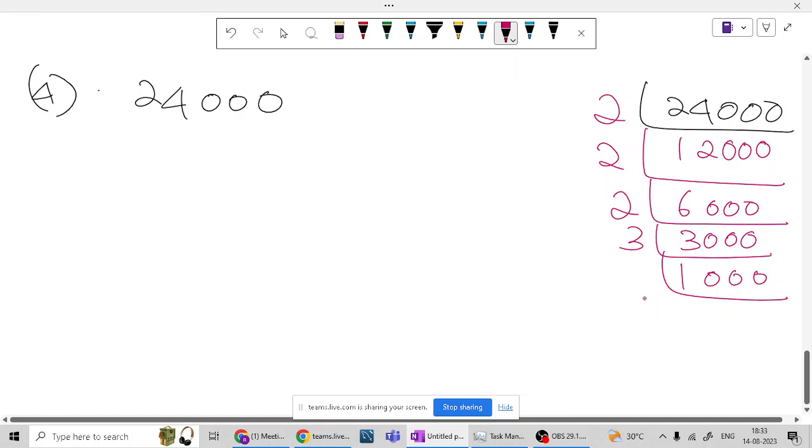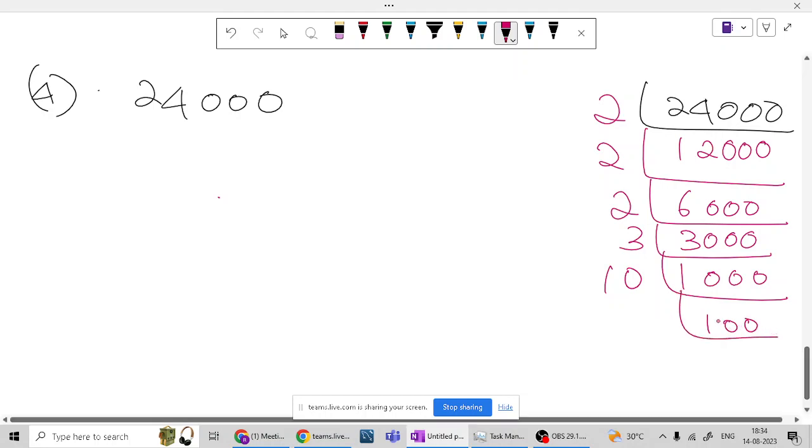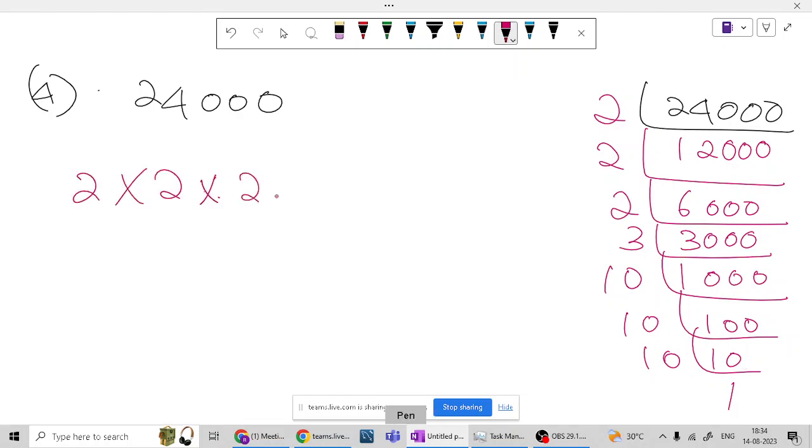And so you keep doing this. That's the reason I told you to memorize the values, right? Yes, sir. Now instead of taking 2 and 5, take 10 directly. 10 into 10 is 100, 10 into 100 is 1,000. So what values do we get? 2 into 2 into 2 into 3 into 10 into 10 into 10, sir.